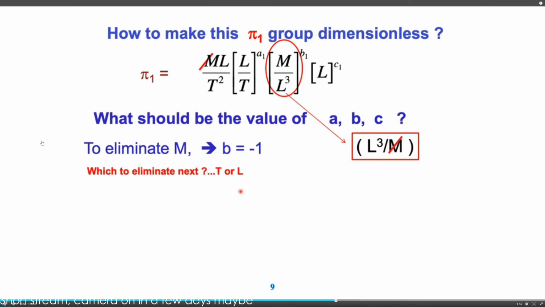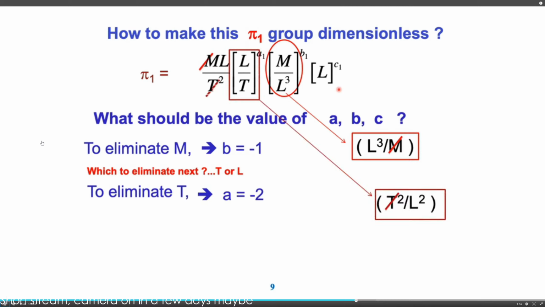What to eliminate next? Should you raise T to the power 0 first or L to the power 0 first? Here you have a choice. Now you notice this term is already out, and you have length raised to the power 3, length raised to the power a, and length raised to the power c. You cannot eliminate L yet because you have two unknowns, a and c. But you can eliminate T because you have only one unknown: a is unknown, and no time is involved over this side. So eliminate T: a has to be minus 2, and these two terms cancel out.